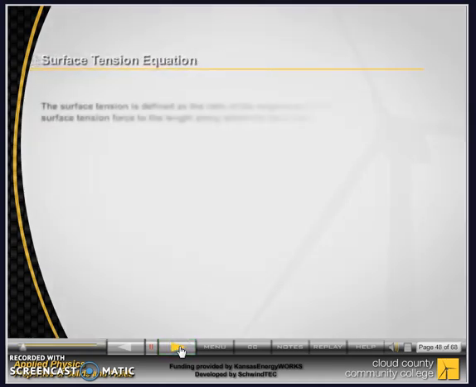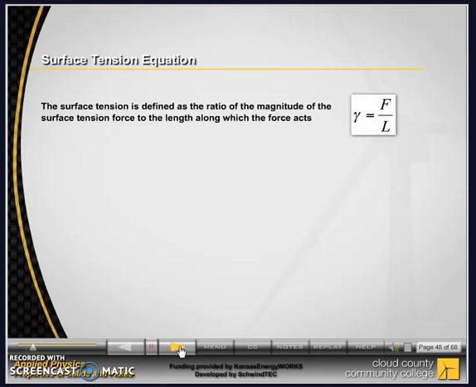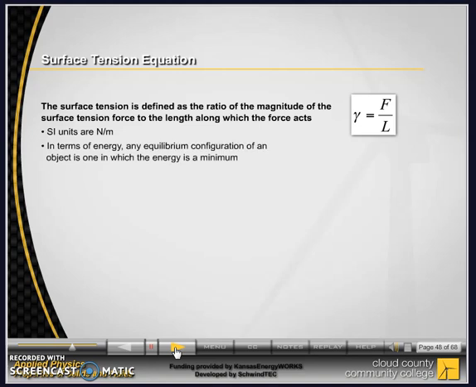The surface tension is defined as the ratio of the magnitude of the surface tension force to the length along which the force acts. SI units are newtons over meters. In terms of energy, any equilibrium configuration of an object is one in which the energy is a minimum.